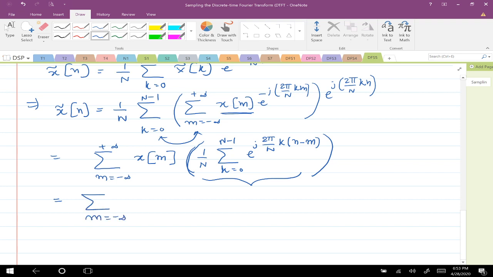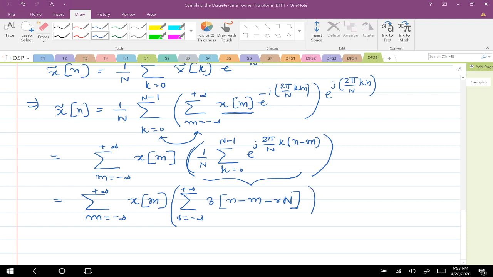This would give me m varying from minus infinity to plus infinity, x of m into, this summation is nothing but an impulse train with a periodicity of capital N. So the impulse train, with r varying from minus infinity to plus infinity, has a value when n minus m equal to 0, that has one value, and then it has a periodicity for varying values of r. For every N values you have one impulse. So this is what you would be getting.